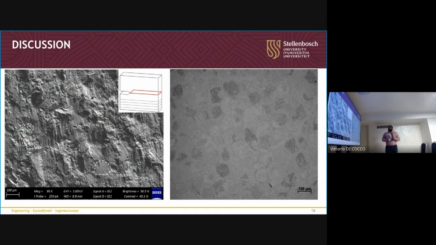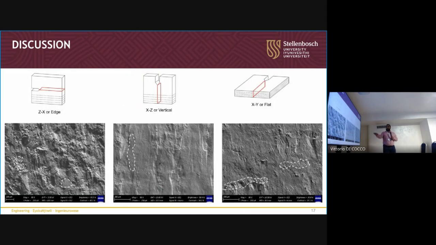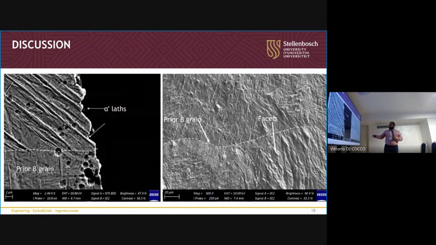So just to show all three. And so just one more step: what we can do with these different roughness is look at the crack path. Within certain ones of them, particularly the ones which show the roughness, we actually see that the crack path is deflected by these alpha prime laths. And then we can associate that with these facets that we start finding.